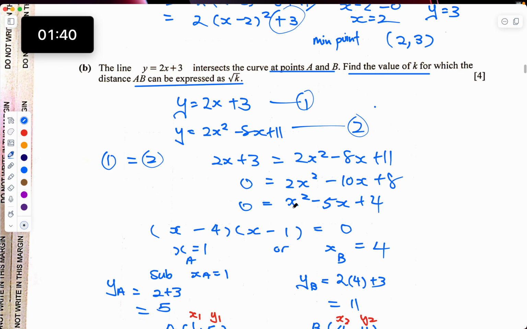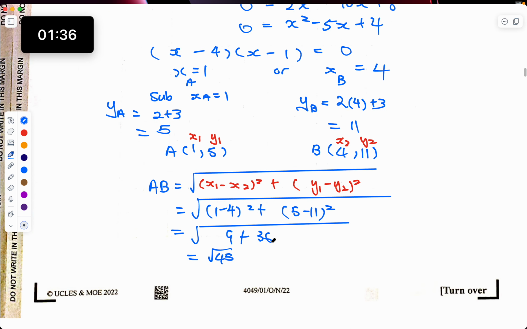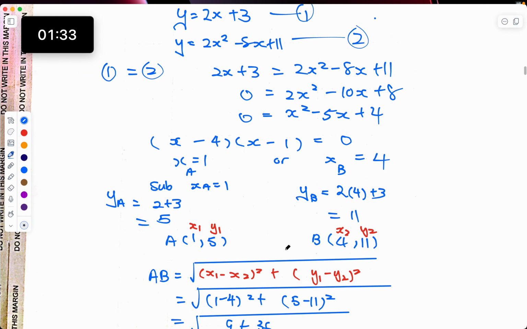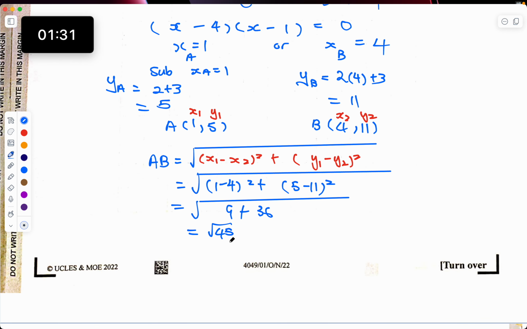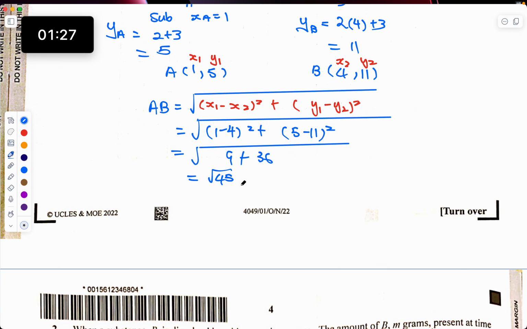Now, if you go back to look at the question again, they wanted you to express it as root k. So therefore, you don't have to rationalize, sorry, to take out any perfect squares from this. So it will be just root 45, and this will be your final answer.